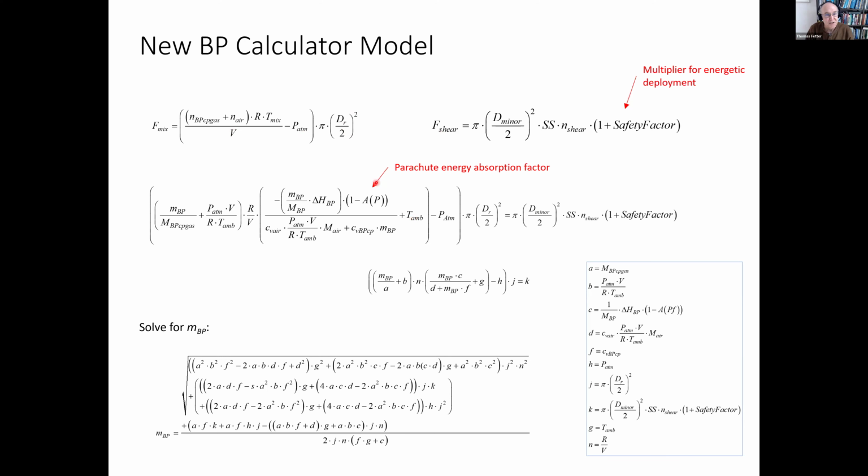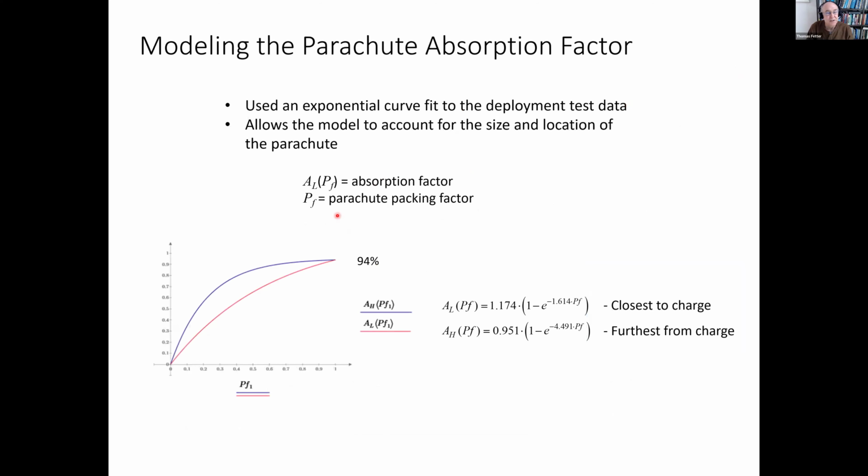Now, that equation is also going to include a factor that accounts for the absorption of the energy by the parachute, and we'll talk about how we got that function in just a minute. Now, that's a complicated equation to solve, but the MathCAD symbolic engine was able to solve it, and that results in a closed form solution to the amount of black powder that's required, which is what we need for the calculator model. Now, to calculate the absorption by the parachute, what I did was to use an exponential curve fit to the deployment test data. And that allows the model to account for the size and the location of the parachute.